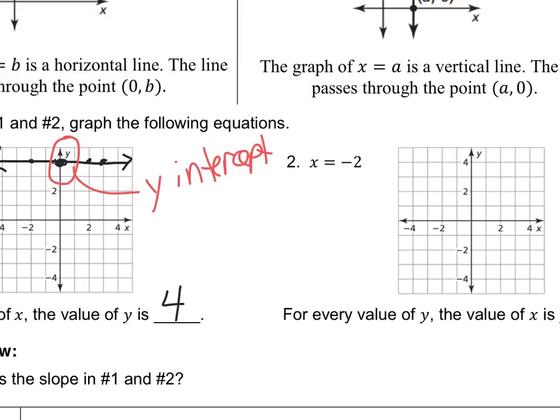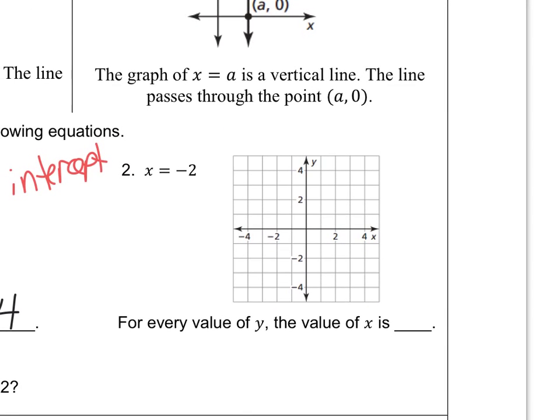Okay, so now let's look at graphing a vertical line. Our vertical lines, they're not a function because they fail the vertical line test. And so they're always going to start with an x equals instead of our y equals that we're used to seeing. Okay, so here we know that x equals -2.